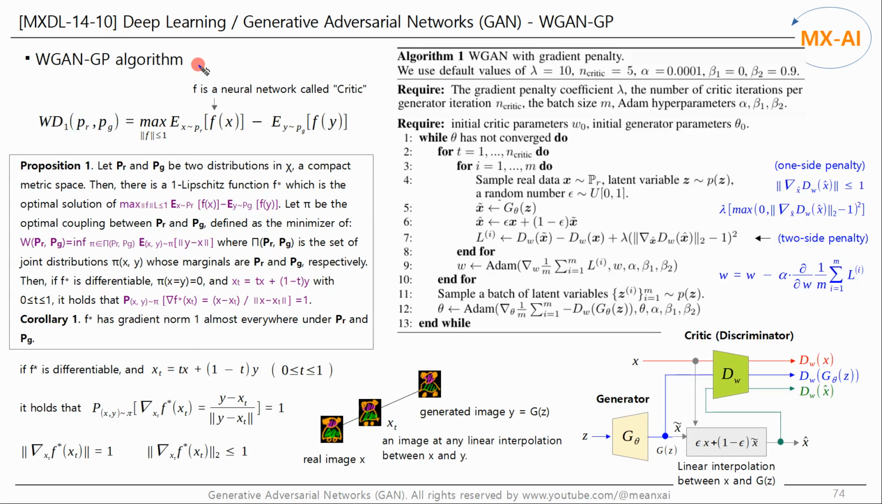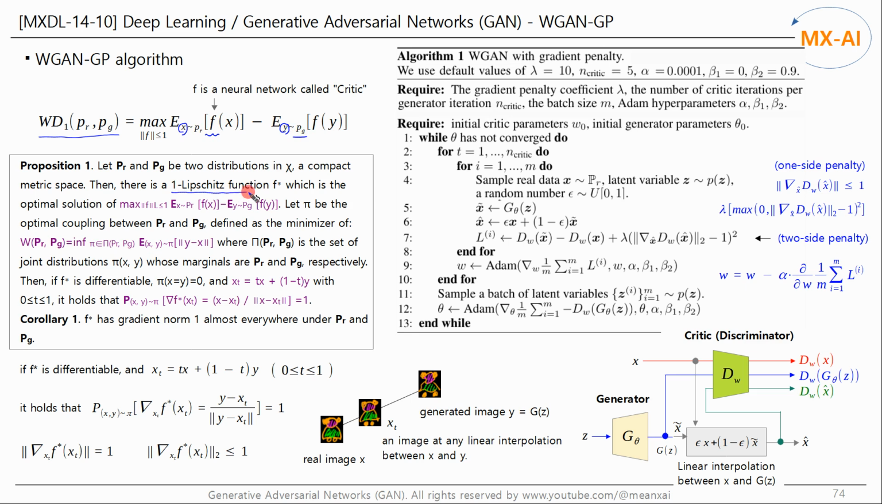Next, let's look at the WGAN-GP algorithm. As we saw in the previous video, the Wasserstein 1 distance can be expressed as follows. f is a neural network with a one-Lipschitz constraint, called the critic. x comes from the real data distribution, and y comes from the generated data distribution.